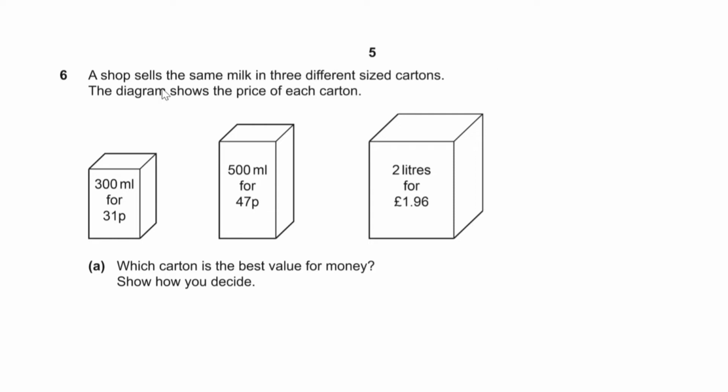Question number 6. A shop sells the same milk in 3 different sized cartons. The diagram shows the price of each carton. We've got this first carton, the smallest one, 300 millilitres for 31 pence. The next one, 500 millilitres for 47 pence. And then the largest one, 2 litres for £1.96. For part A, which carton has the best value for money?